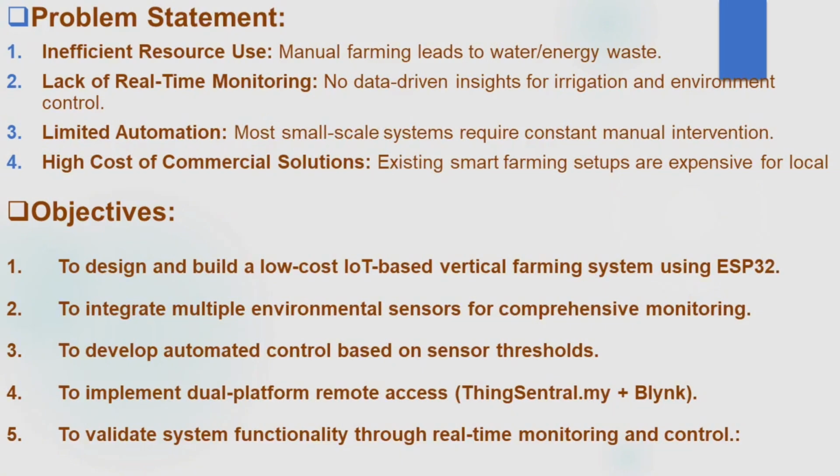When we look at the objectives, we can derive them from the problem statement. First is to design and build a low-cost IoT-based vertical farming system using an ESP32 controller. Second is to integrate multiple environmental sensors for comprehensive monitoring. Third is to develop automated control based on sensor thresholds. Fourth is to implement dual platform remote access, which is ThingCentral and also Blynk. And lastly, to validate system functionality through real-time monitoring and control.